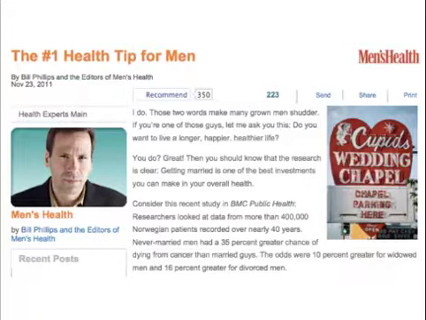I do. These two words may make many grown men shudder. If you're one of those guys, let me ask you this. Do you want to live a longer, happier, healthier life? You do, great. Then you should know that research is clear. Getting married is one of the best investments you can make in your overall health.